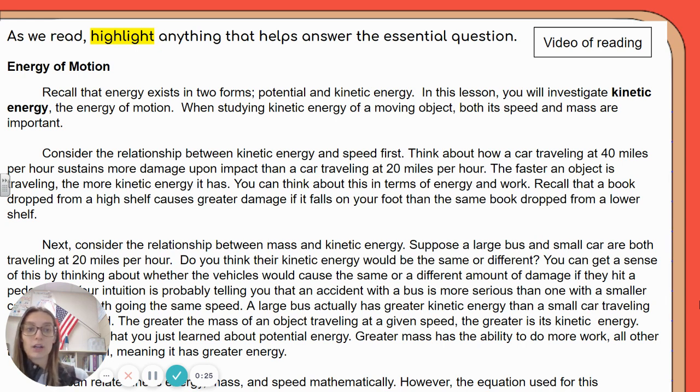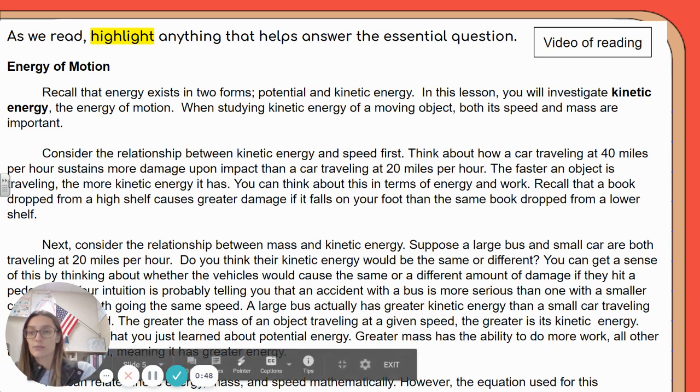Think about how a car traveling at 40 miles per hour sustains more damage upon impact than a car traveling 20 miles per hour. The faster an object is traveling, the more kinetic energy it has. You can think about this in terms of energy and work. Recall that a book dropped from a high shelf causes greater damage if it falls on your foot than the same book dropped from a lower shelf.